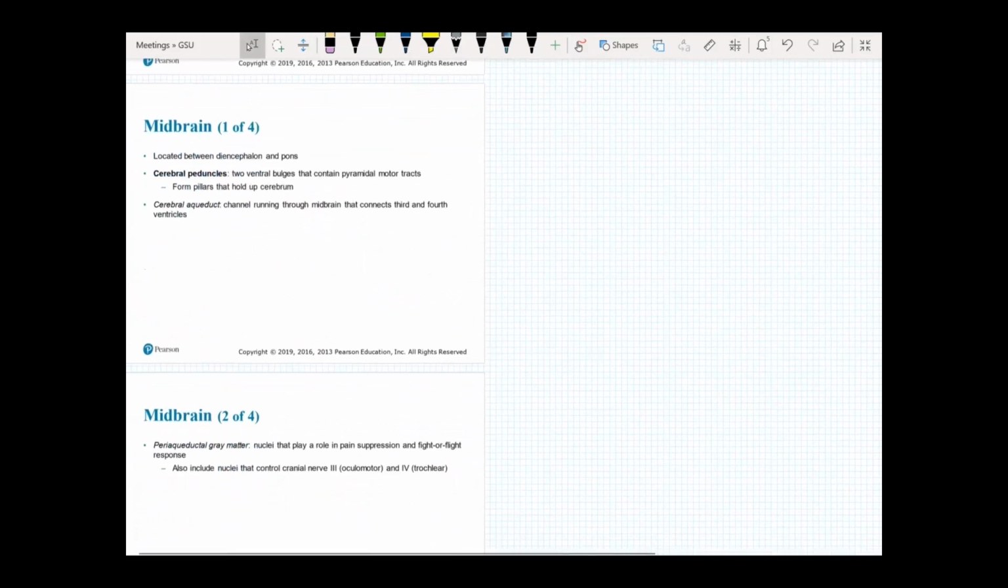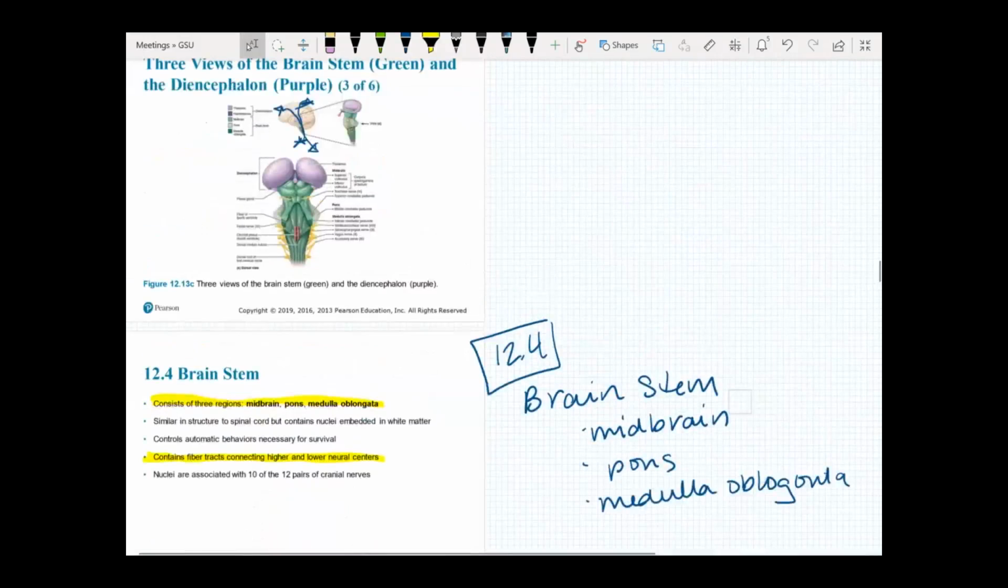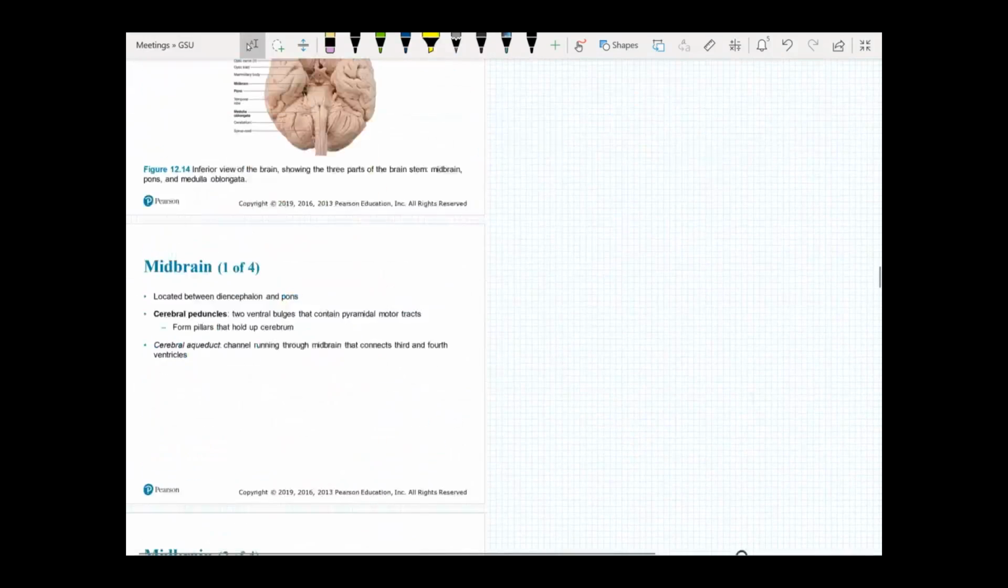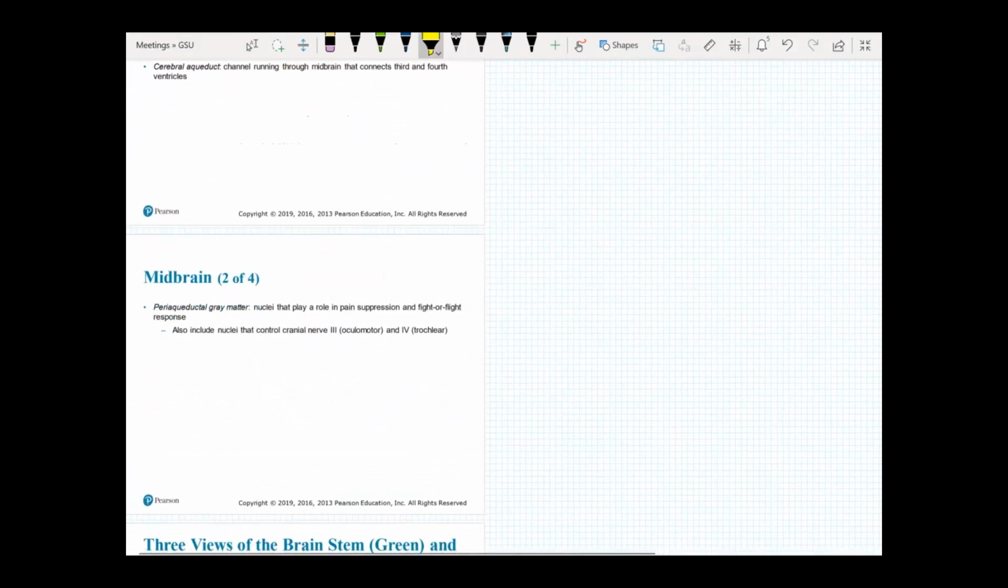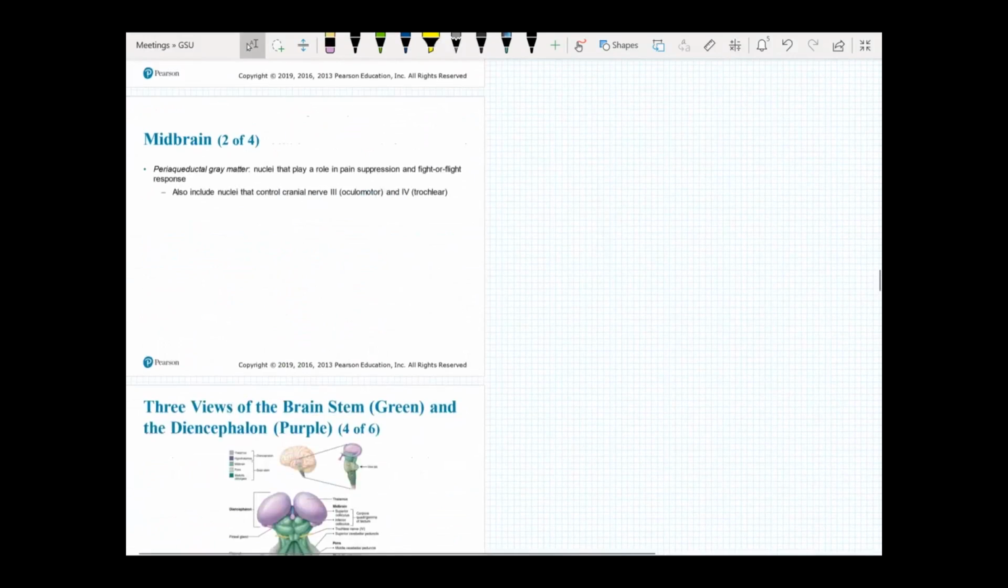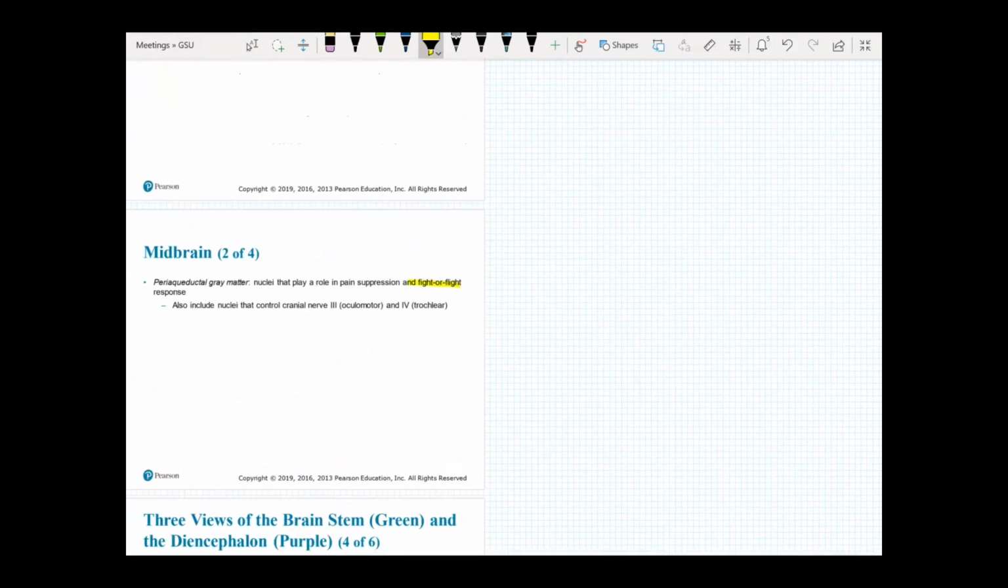Okay, so to start with our midbrain, out of our three regions, we're going to do midbrain, pons, and medulla oblongata. So the first one is our midbrain. The big information that you really need to know here for the midbrain is that this is responsible for controlling the fight or flight response.